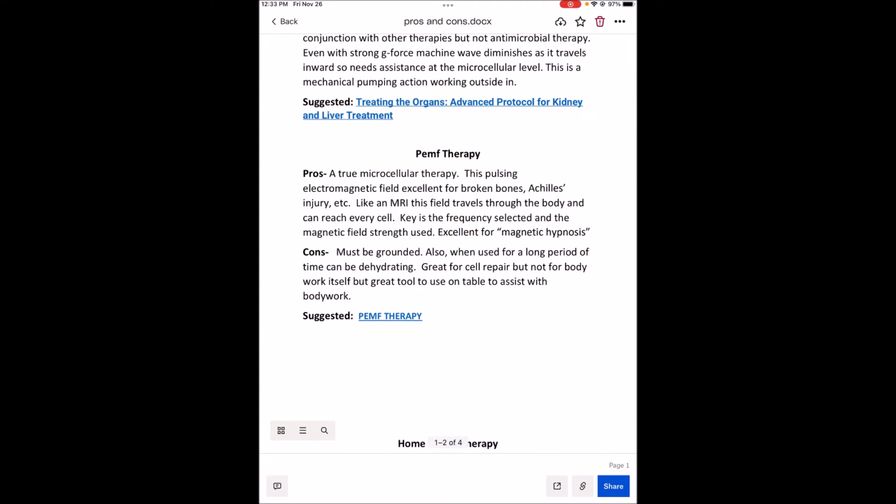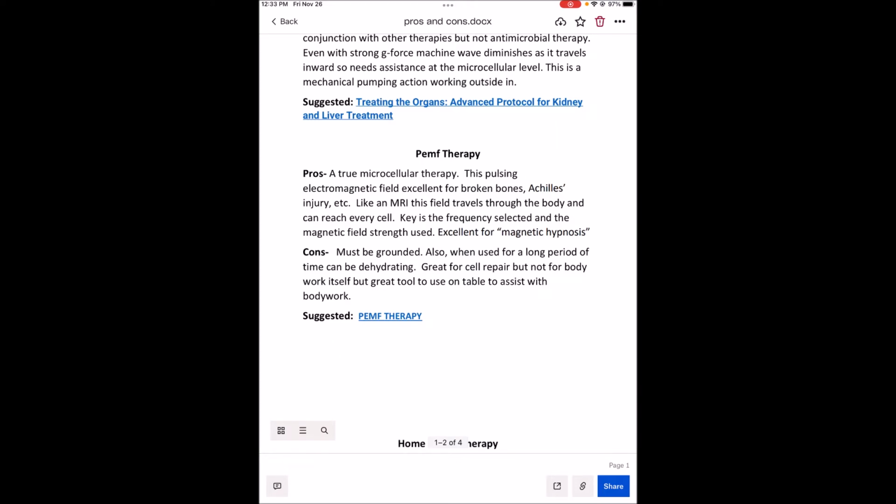You have a broken bone, an Achilles injury, it actually will go right through you, completely through you, and if you have the right frequency and the right magnetic field strength, it literally pumps every cell. My wife had a broken toe, and in two treatments, all the pain and swelling was gone. Now, this is an incredible therapy for accelerated microcellular healing, but it's a magnetic pump, basically, and if you set it right, at the right field strength, it can do incredible microcellular pumping. Once again, the key is the magnetic field strength used and the frequency selected.